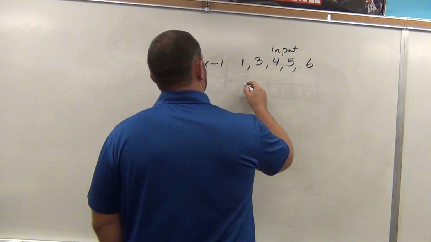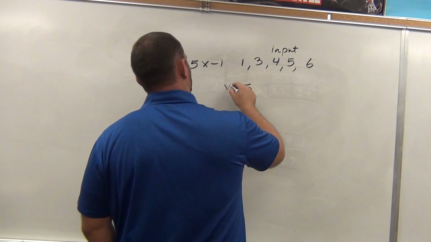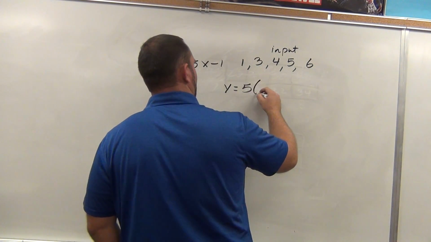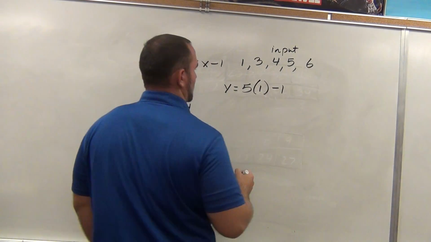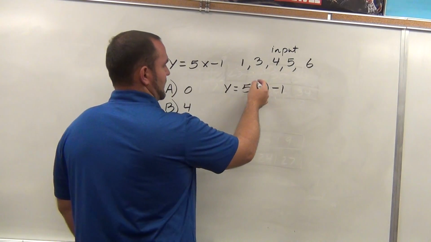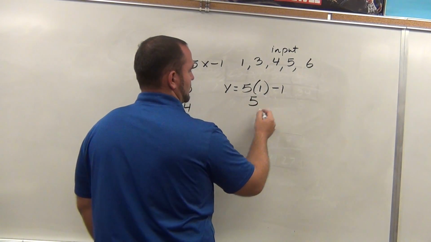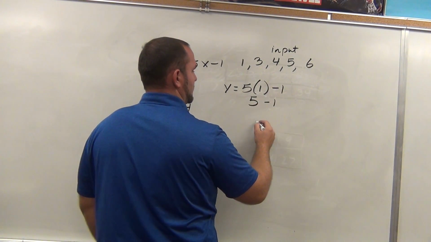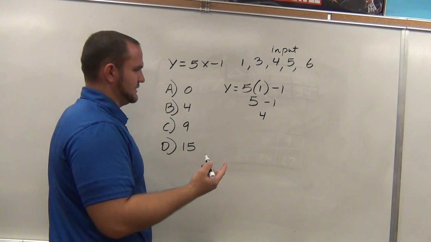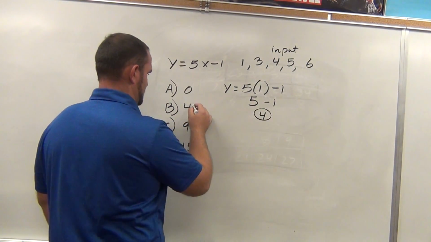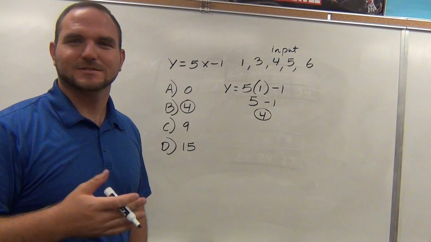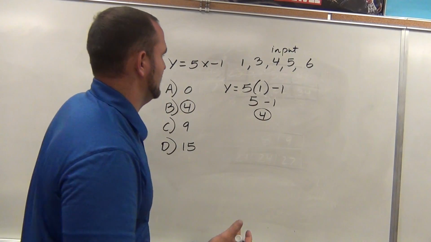Okay, so I have y equals 5x minus 1. I'm going to plug in 1. So 1 is my first one. Let's see what we get. 5 times 1, that would be 5, minus 1, that is 4. Well, that was a little too easy, because 4 is right here. But for the sake of the example, let's walk through the rest, okay?